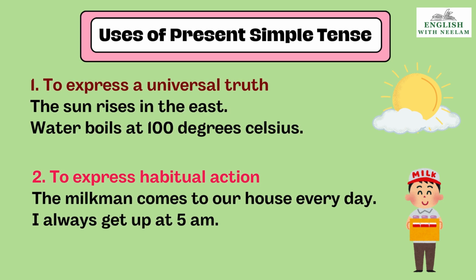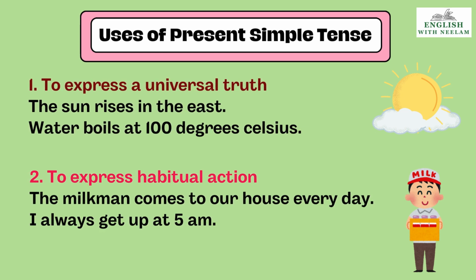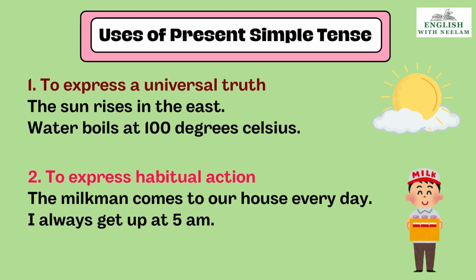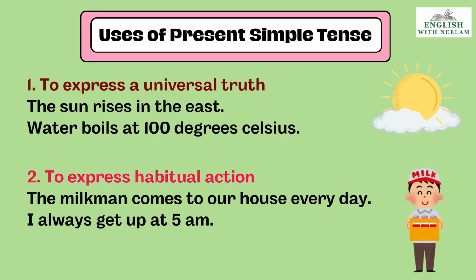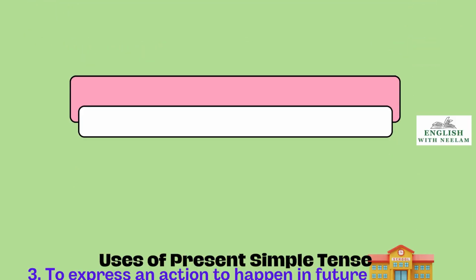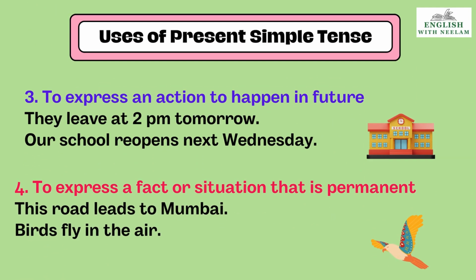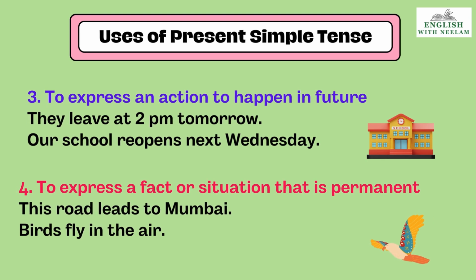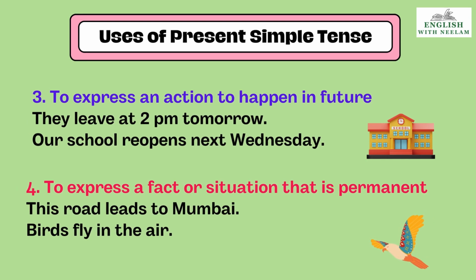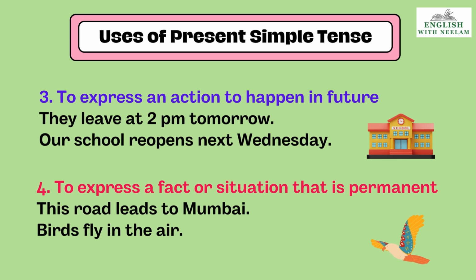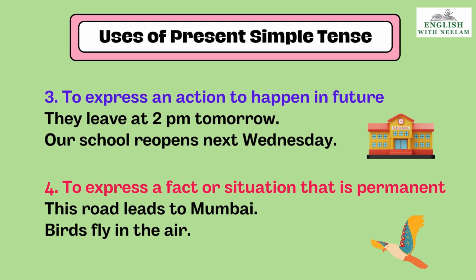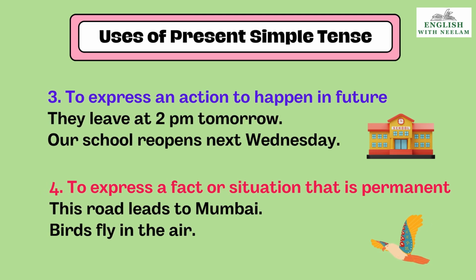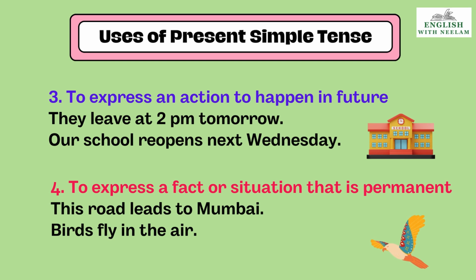Next is to express habitual action. The milkman comes to our house every day. I always get up at 5 a.m. Third is to express an action to happen in future, means to indicate a future event. Examples are, they leave at 2 p.m. tomorrow. Our school reopens next Wednesday.